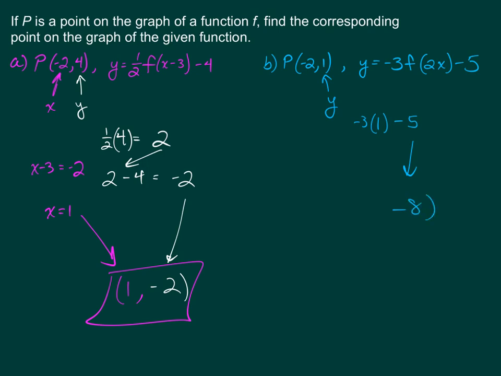And with the x coordinate, -2, you can set this x coordinate, -2, equal to what's on the inside of this function, 2x. And if you solve for x here, that tells you x equals -1. And there's the ordered pair, or the new point for this transformed function here.